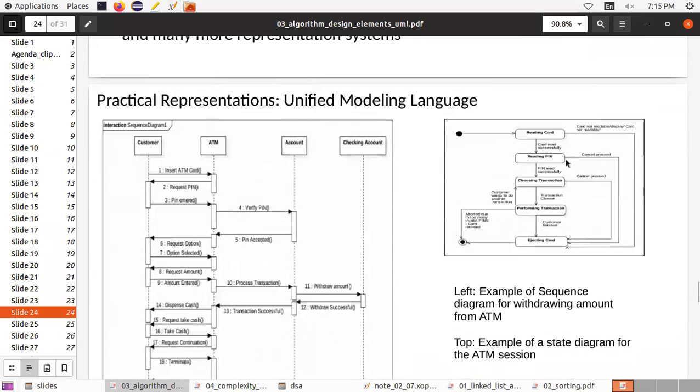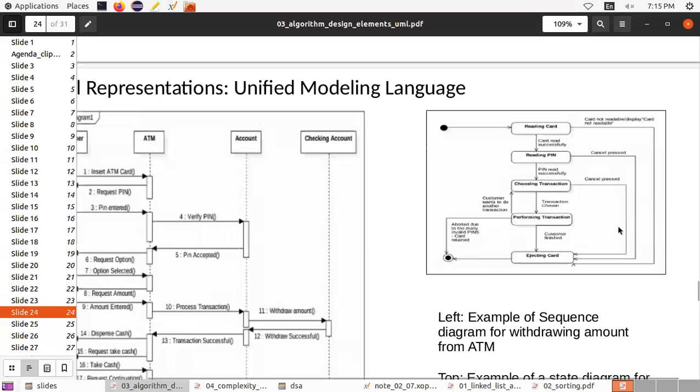If you look at this, right, this is more in terms of a flowchart. Okay, this is the same thing, but written in terms of a flowchart.